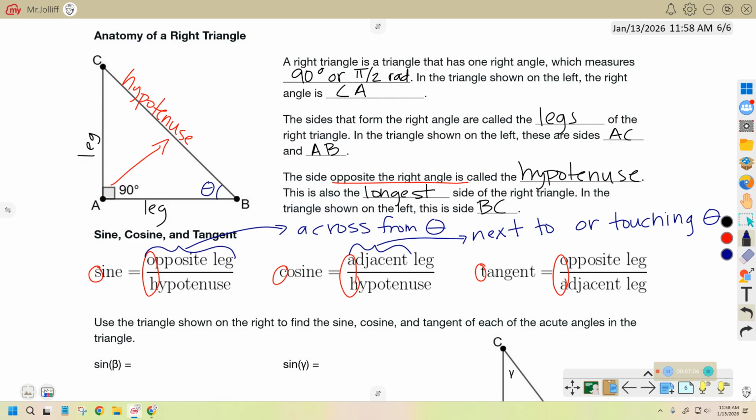I'm going to give you about 30 seconds in your small group. Discuss relative to angle B, which side is opposite, which side is adjacent. 30 seconds.